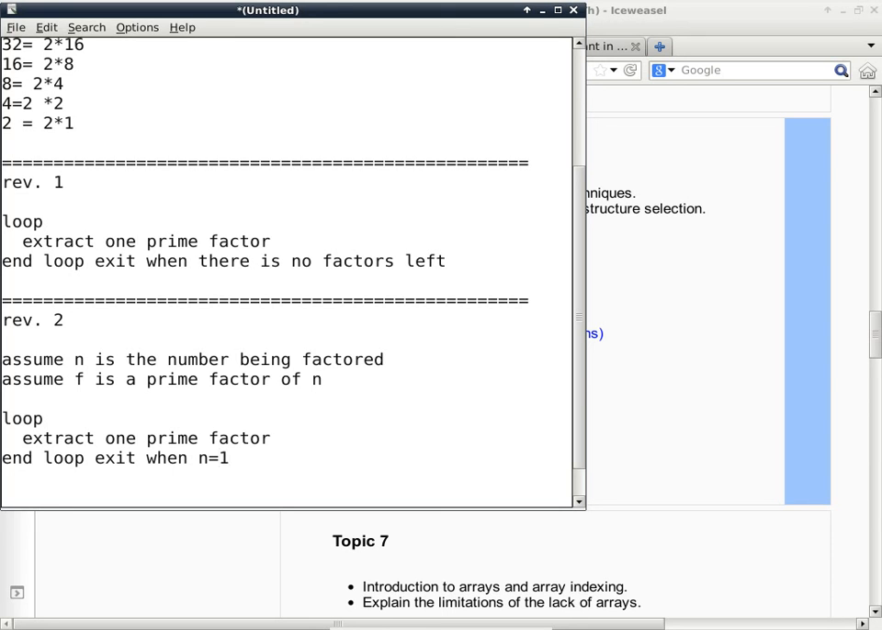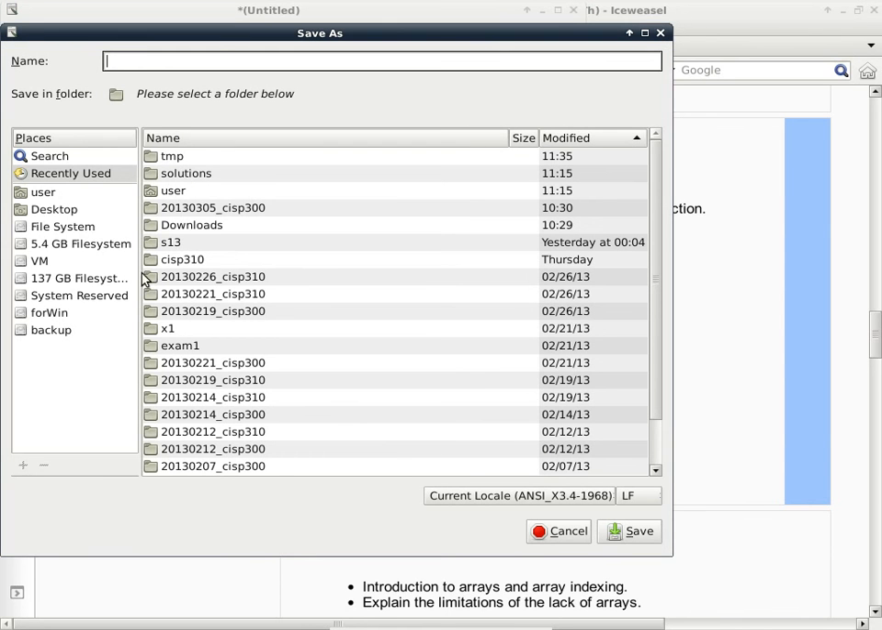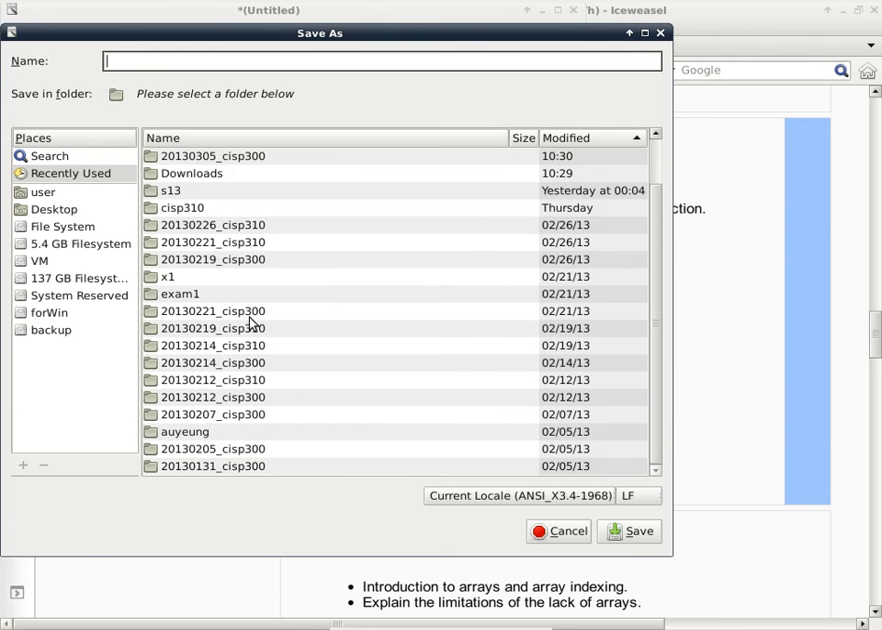Would that work? When n equals 1, it cannot have any factors. Okay, all right. And we'll just use this as revision 2. Save the file to today's folder.